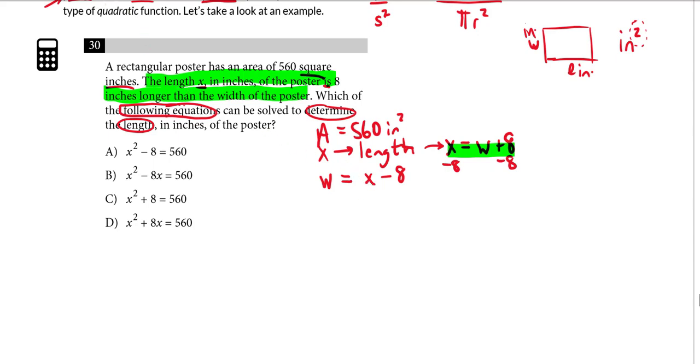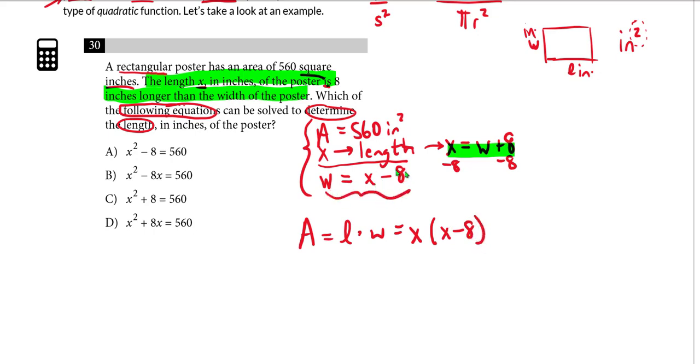So in order to integrate all this information, remember that the area of a rectangle, which is what we're dealing with here, rectangular poster, is going to be the length times the width. Well, now just substituting, we know that our length is x. That comes from right here. They told us that in the question. And the width itself is x minus 8. That comes from right here. I'm just substituting x minus 8 for the width. And we know that that product needs to equal 560.